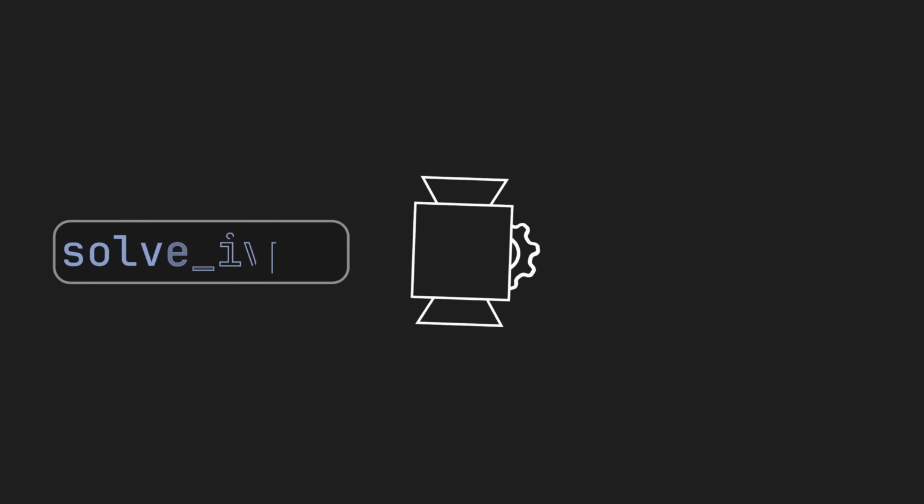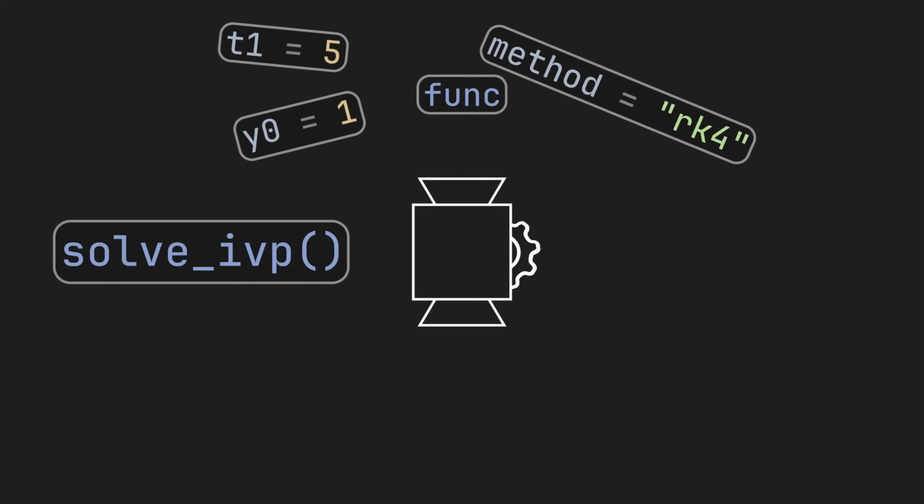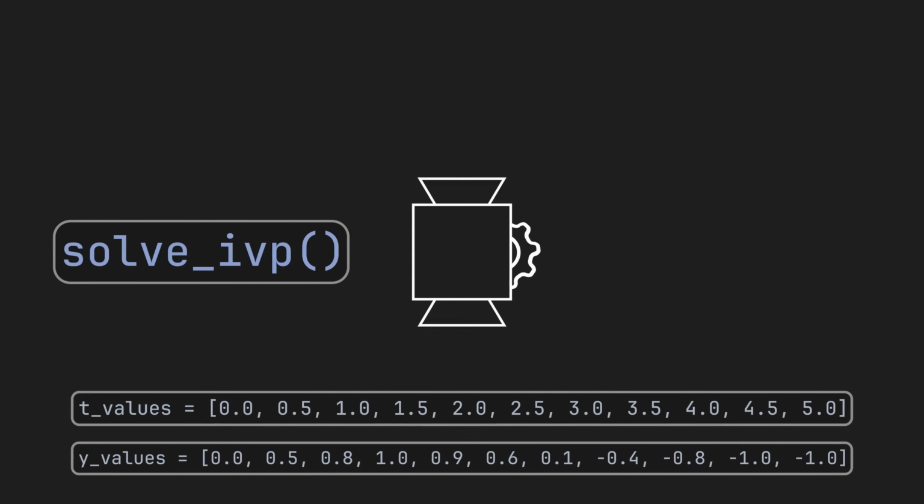As of right now, our solver is a bit like a black box. Not in the sense that we don't know what's going on in there, we wrote the code ourselves, but in the sense that we can't interact with it. The solver takes in the differential equation in the form of a function, and some other parameters like initial conditions, end time, and so on. And then, after some computation time, it returns a list of times and positions.